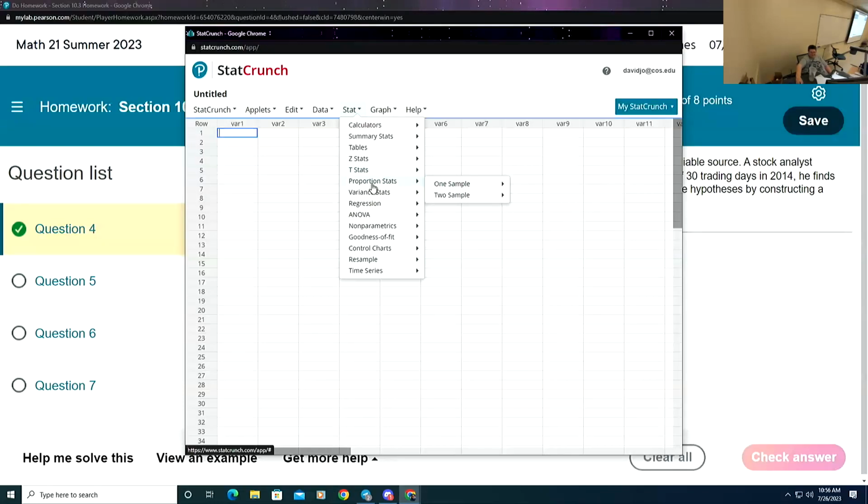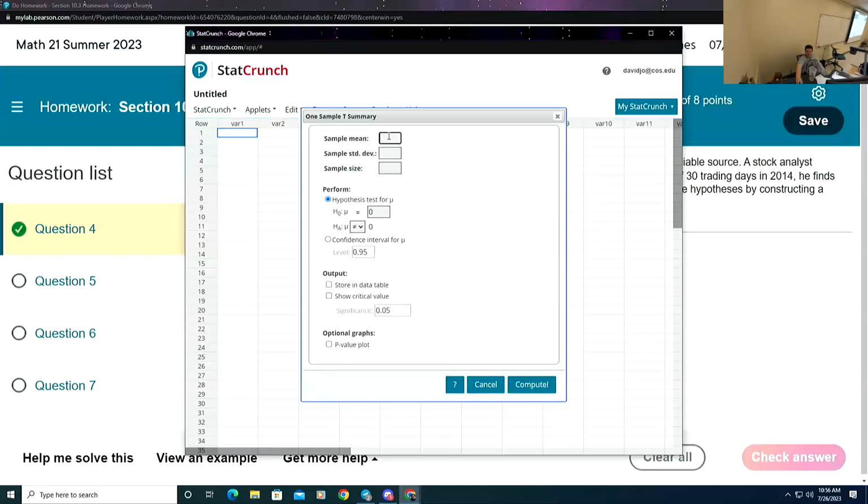We go to proportion stats. It's got the same thing. 1 sample with data, with summary, power sample. 2 sample with data, with summary, with power sample. This is like all of chapter 11 and all of chapter 12 right here, these 2 menus. We're doing t-stats, 1 sample with summary.